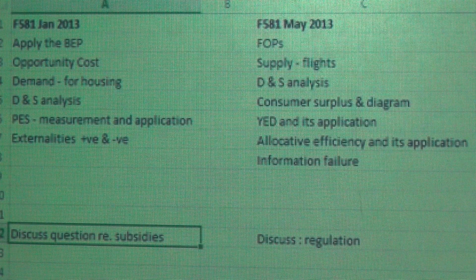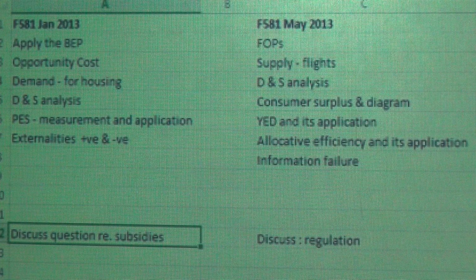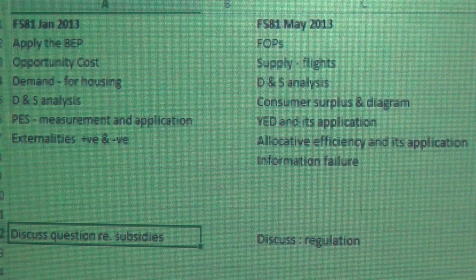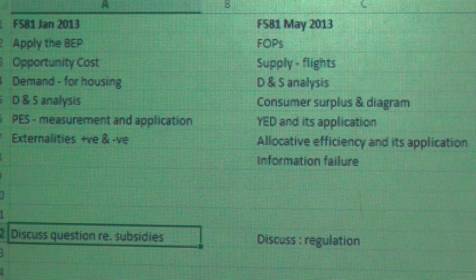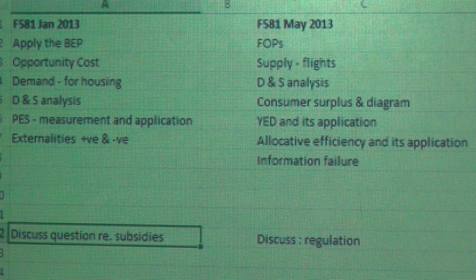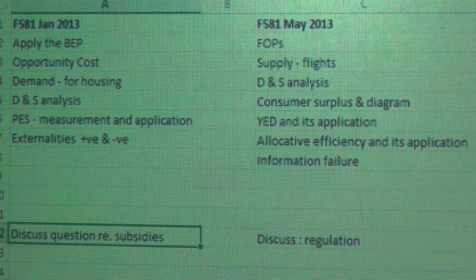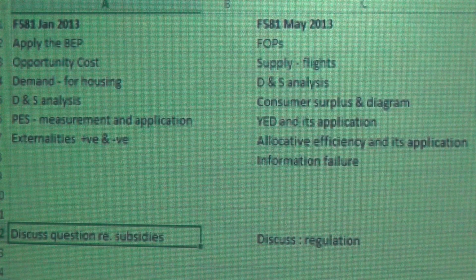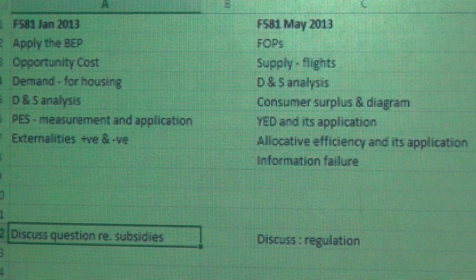Then moving on, in the summer of 2013, we had a few questions to start with on the factors of production, the FOPs. This time, rather than factors which influence demand, it was factors which influence supply, and that was applied to air travel. Again, as has become common, demand and supply analysis. And we then had a consumer surplus question, and a diagram had to be drawn.